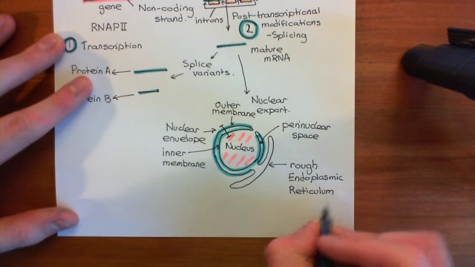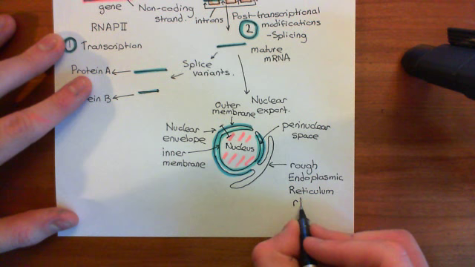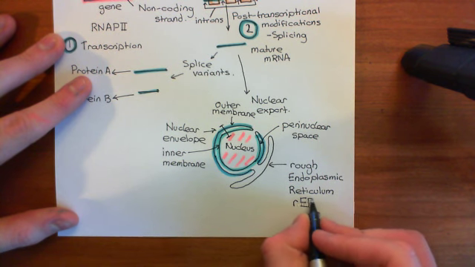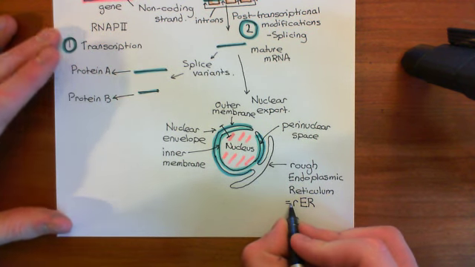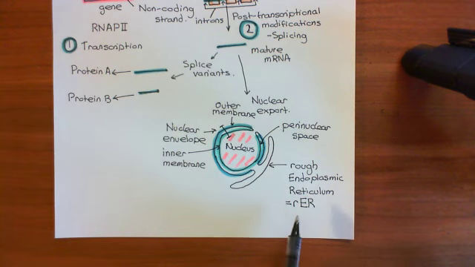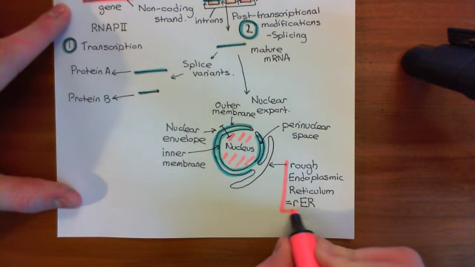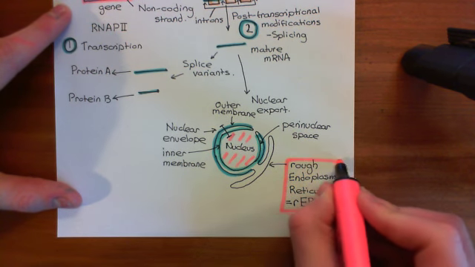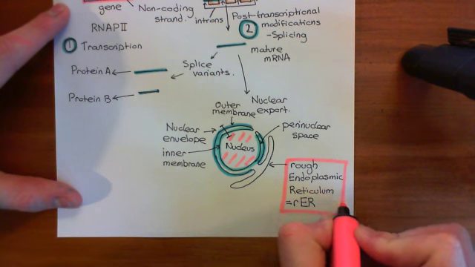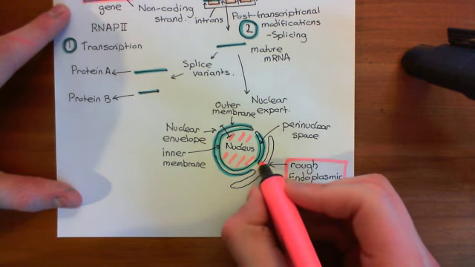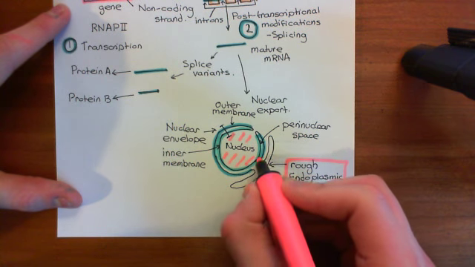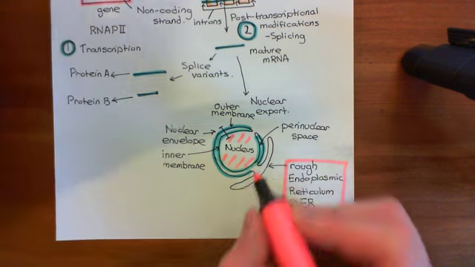So this is the rough endoplasmic reticulum, and for short, it is often abbreviated to RER. So you put a lowercase r for rough, then capital E and capital R for endoplasmic reticulum. So effectively, the membrane of the rough endoplasmic reticulum is continuous with the membrane of the nucleus.